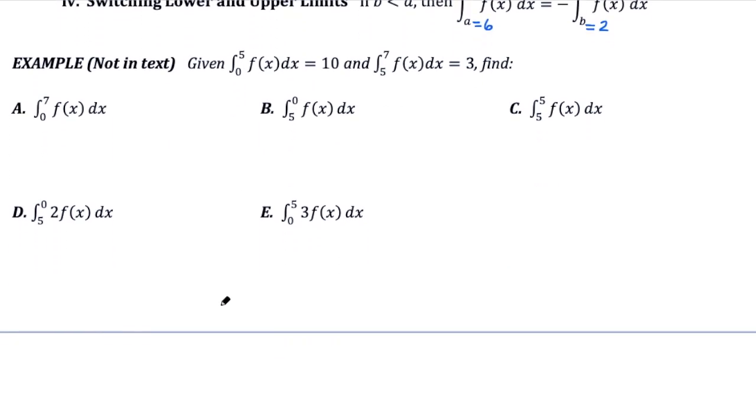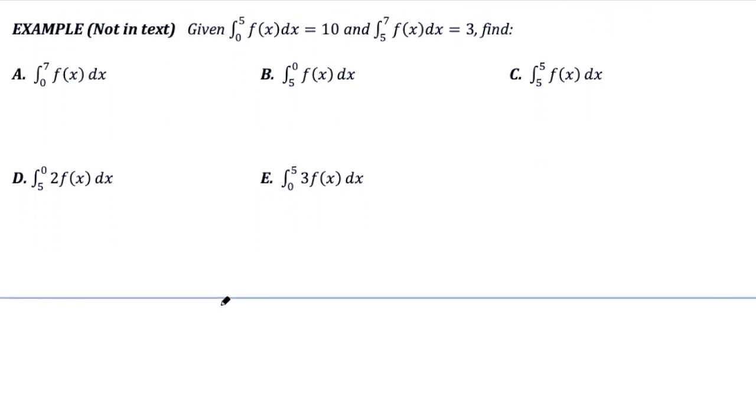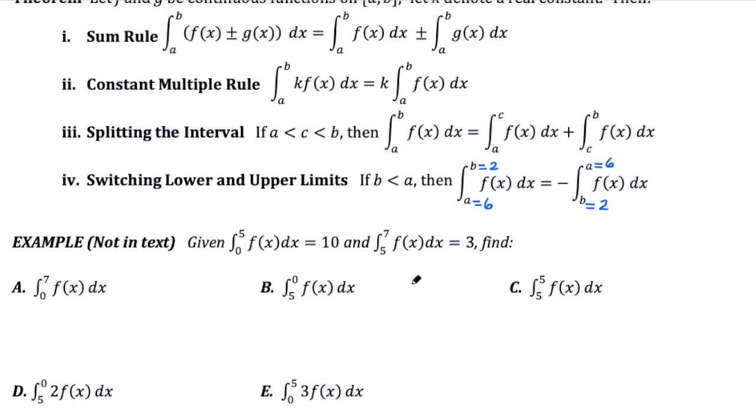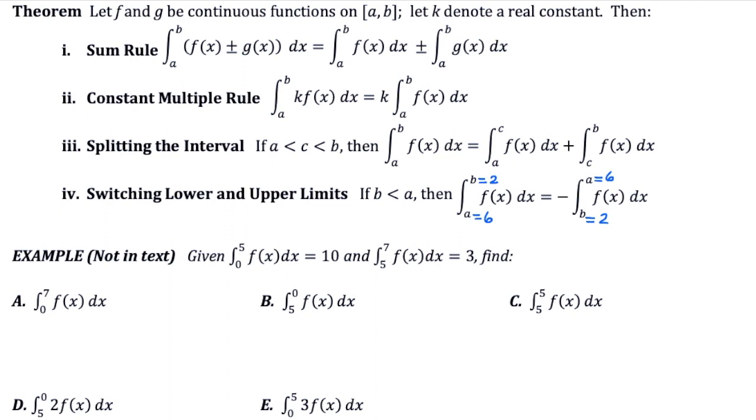And finally, let's check out this example. This is not in your text as it says, but I'm given two pieces of information: that the area under the curve, f of x, from 0 to 5 is equal to 10, and the area under the curve from 5 to 7 is 3. And I'm asked to find various other integrals. This is possible using the properties listed up above.